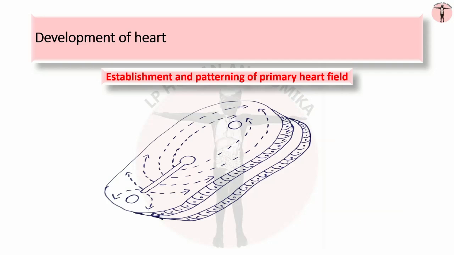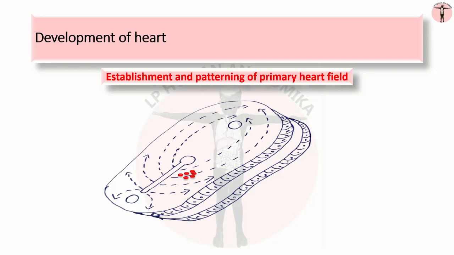Now, to begin with, establishment and patterning of primary heart field. In the middle of the third week, the embryo is no longer able to satisfy the nutritional requirements by diffusion. So, to satisfy the nutritional requirements, the vascular system starts developing. The progenitor heart cells lie in the epiblast immediately adjacent to the cranial end of the primitive streak.